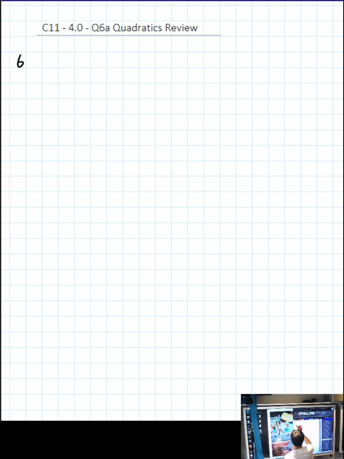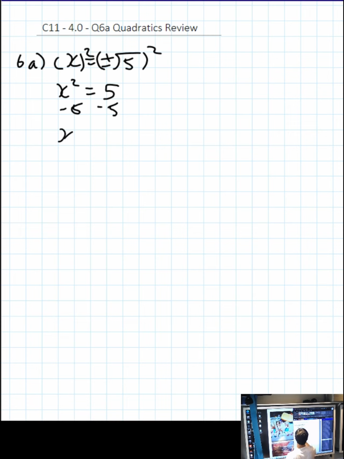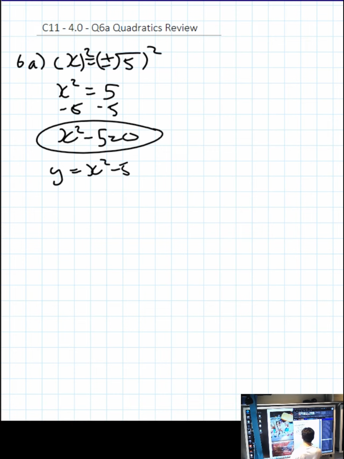Okay, we have 6a. Find the quadratic function in y equals. So let's first start by saying x equals plus minus root 5. And let's square both sides. So brackets around the left-hand side squared, and brackets around the right-hand side squared. So x squared equals 5, just 5, not plus minus, just 5. The plus minus gets rid. So now we can minus 5 from both sides, and we'll get x squared minus 5 equals 0. Let's circle that answer. And let's also say y equals x squared minus 5. So they might ask you for a quadratic equation above, or they might ask you for a quadratic function below.